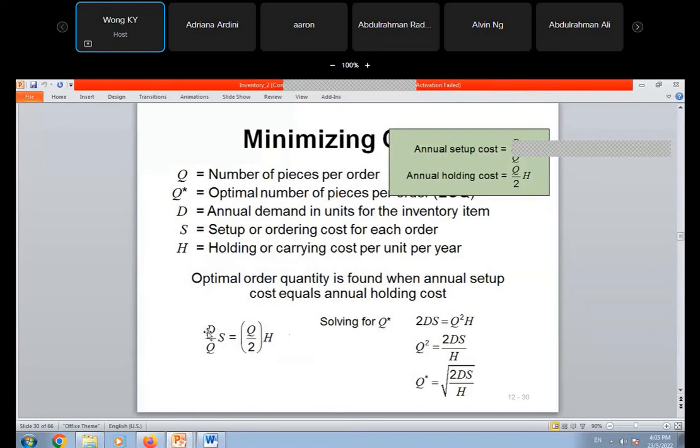So we have to equate, which means put it equal. We have to equate the setup cost as equal to the holding cost, and then we solve for Q. When we solve for Q, we get this: Q equals the square root of 2DS divided by H. So this is the formula to calculate the economic order quantity, or the best order quantity that will give the minimum cost.